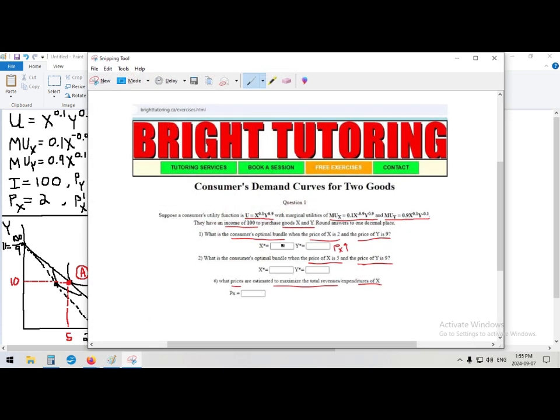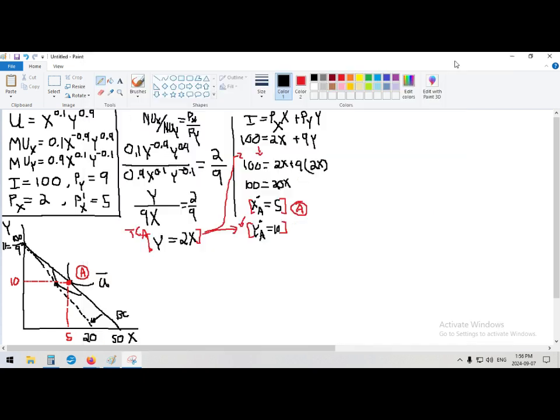So that's the first question here. We have 5 and 10 for the first optimal bundle. And we just have to do the same thing for the next question, and all we have to do is change the price of x to 5. So we can do similar work over here for finding this point, point B. We can just do the same work.